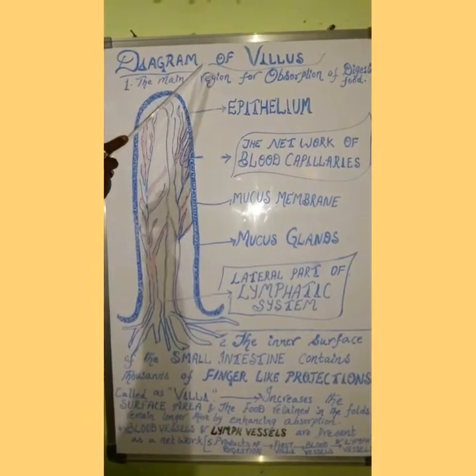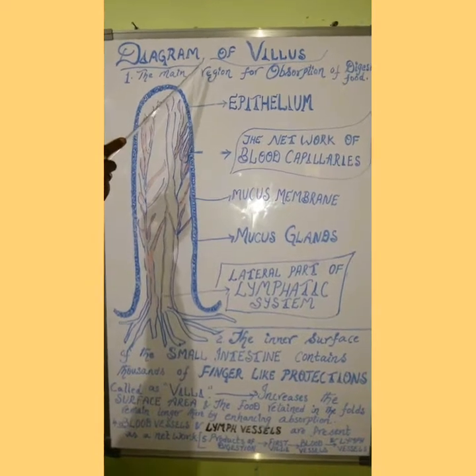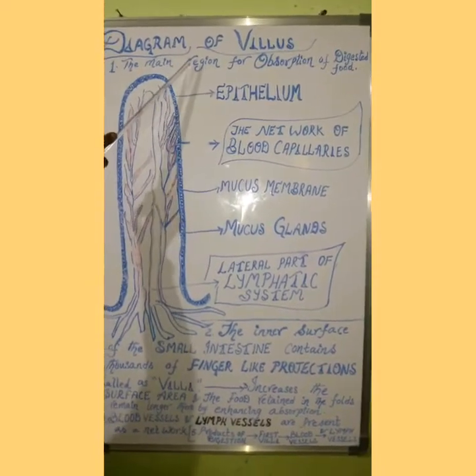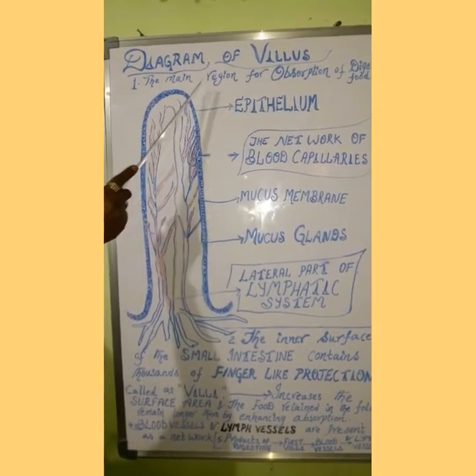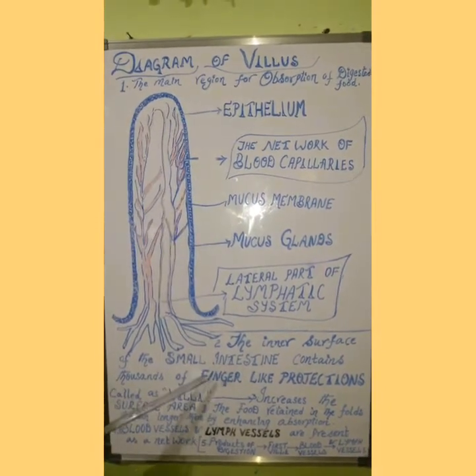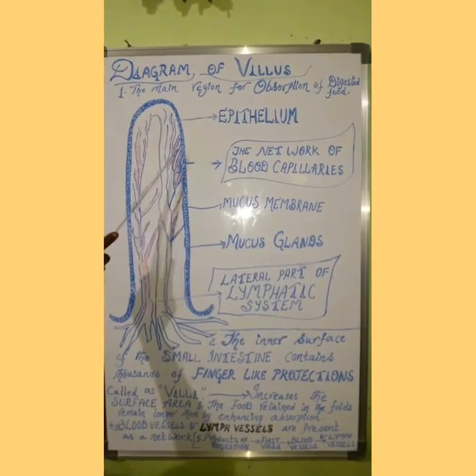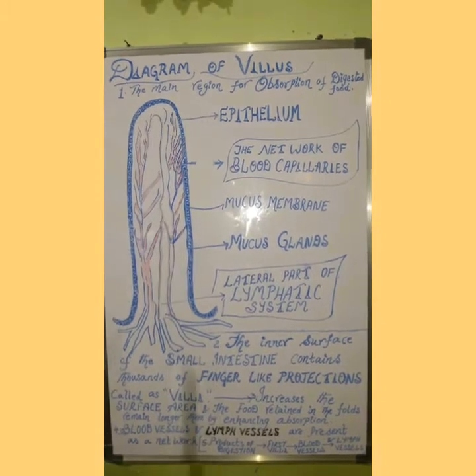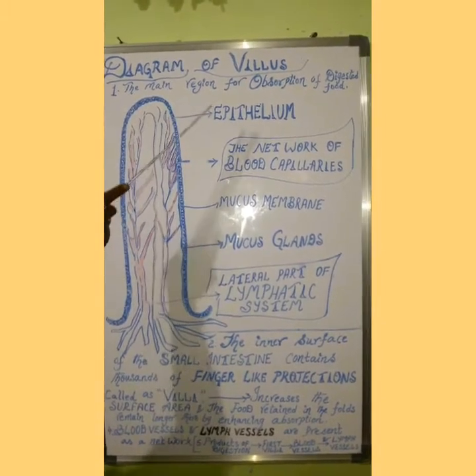The food, when it is churned well in the stomach, enters into the small intestine. In the small intestine, as we all know, digested food is being absorbed. It is absorbed by these finger-like projections present in the small intestine. We call them villus. As they are numerous in number, we call them villi.